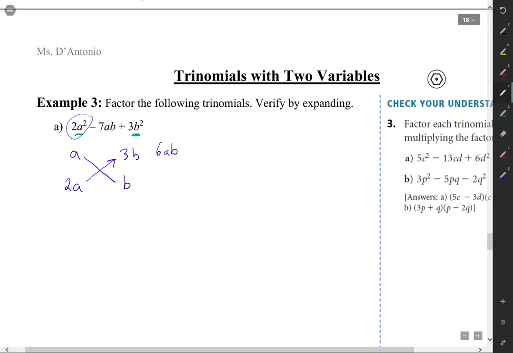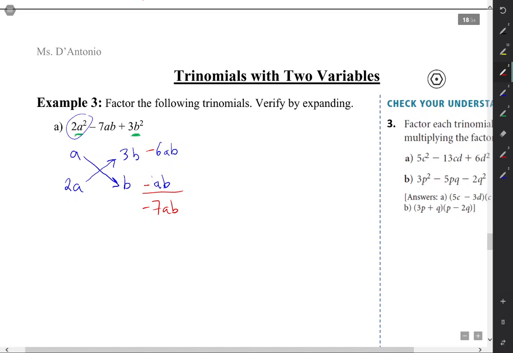And now a times b is equal to 1ab. Remember, there's an invisible 1 out front, so just ab. Now, is there any way we can add or subtract these two to get -7? There sure is. We could do -6 and then negative invisible 1 there. So -6 minus 1 would give us -7ab, which is equal to our middle term.